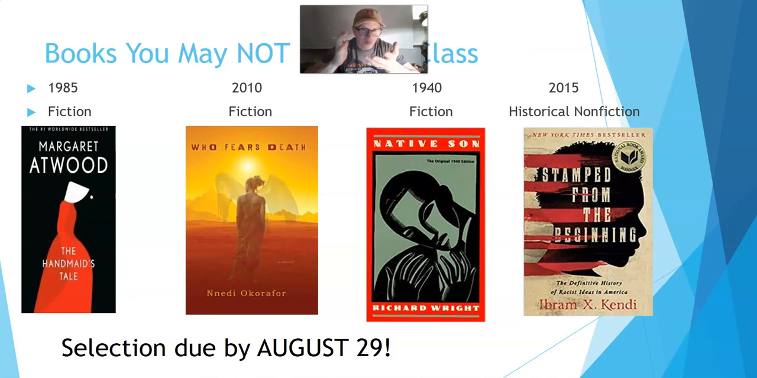So, now for this paper. Stamped from the Beginning, The Definitive History of Racist Ideas in America. Awesome book. I will print off excerpts of this book and teach it in some of my classes. But it doesn't tell one story all the way through. It's historical nonfiction. So, it's not a narrative. So, we can't do this.